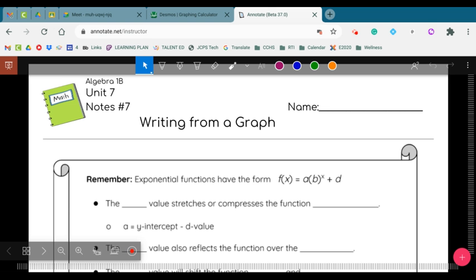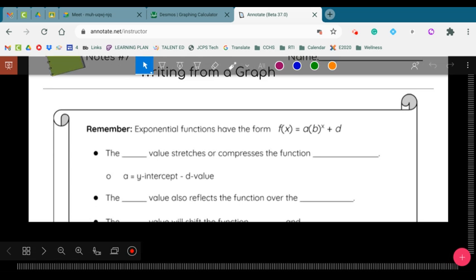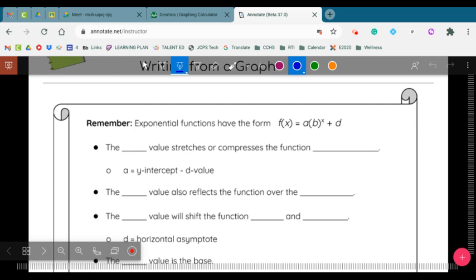Today we're going to do writing from a graph. Whenever we write from a graph, we're still going to look at our regular equation. We're going to have to find 3 of our values for our exponential function, the a, the b, and the d. So let's first go over our characteristics again.